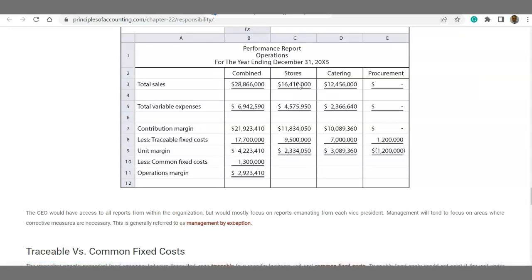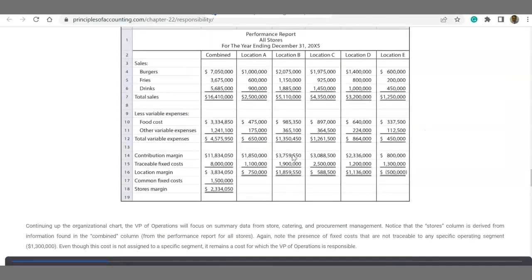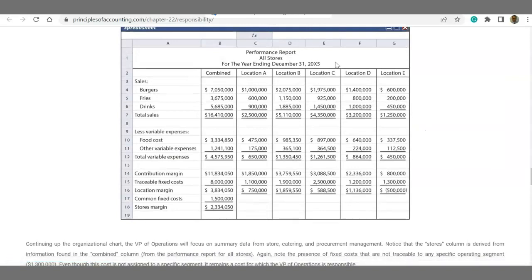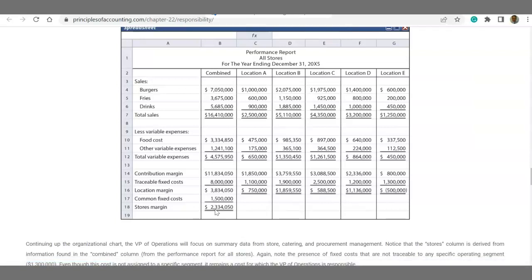How do we know, let's say, that total sales is 16 million? How do we know variable total is 4 million? How do we know unit margin is 2.3 million? Because of this report. Because of this report, we know that our store margin is 2.3 million. Make sense?